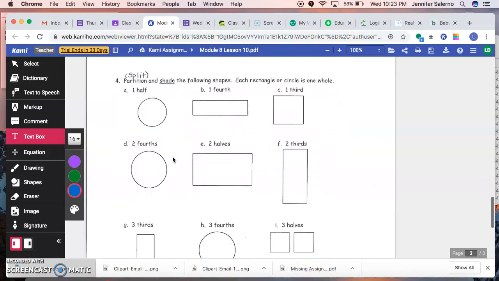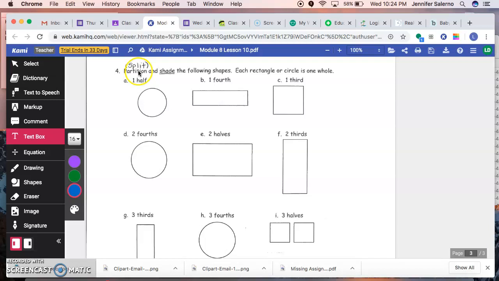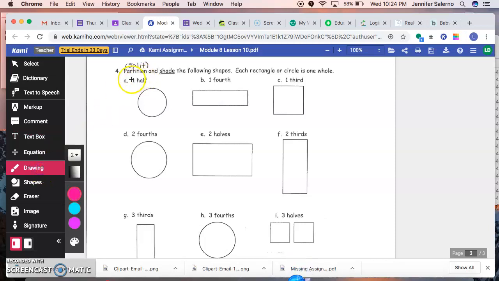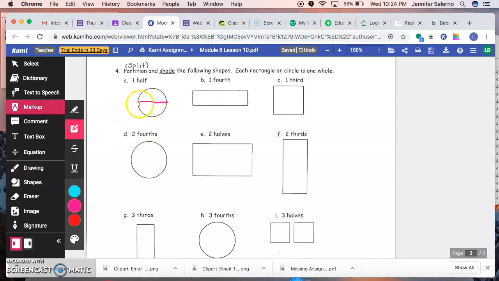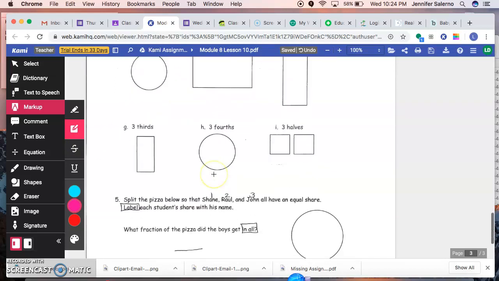The last page is going back to, again, partitioning, splitting, and shading based on the fraction they tell you. So all I'm going to remind you here is remember that for 1/2, the very first number is what to shade. The second number is how many equal parts you're splitting it into. So 1/2 is 2 parts. So I'm just splitting it into 2. I'm going to shade in, according to what it's telling me, one of those parts, just like that, okay? And then you're just going to complete the rest.